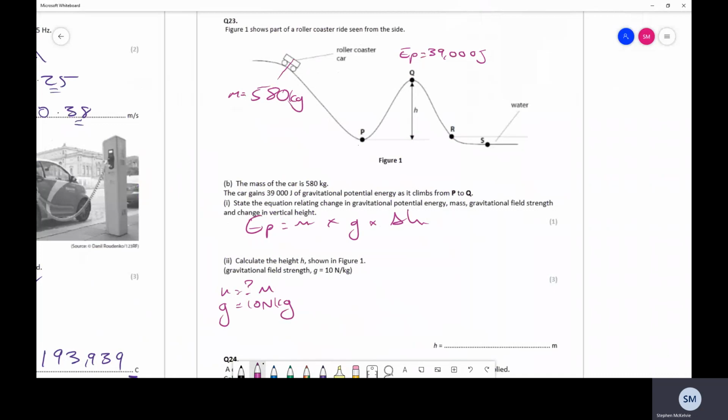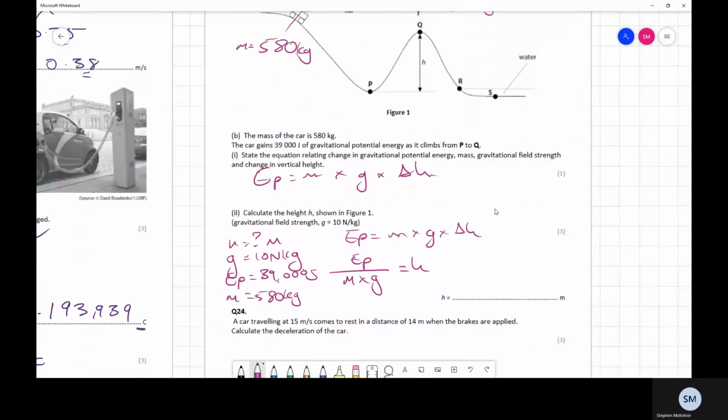We know that we got an EP of 39,000 joules and that the mass of the car was equal to 580 kilograms. I'm going to write down my equation again. E is equal to m times g times delta h. And I'm going to rearrange this to make h the subject of my equation. EP over m times g is equal to h. I'm going to substitute my numbers in.